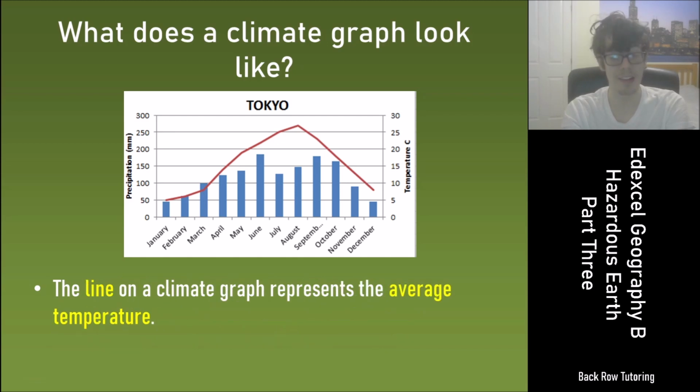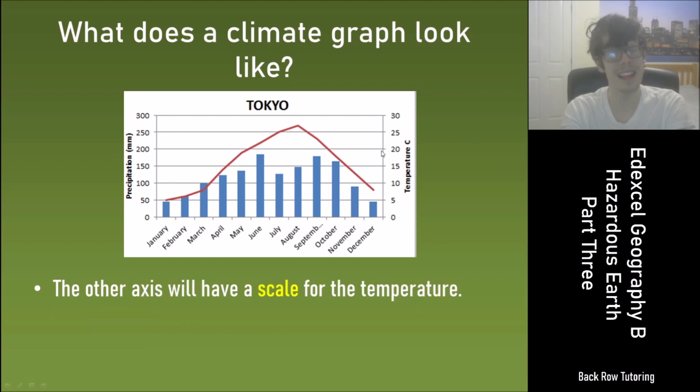The line on a climate graph represents the average temperature, and the other axis will have a scale for the temperature.